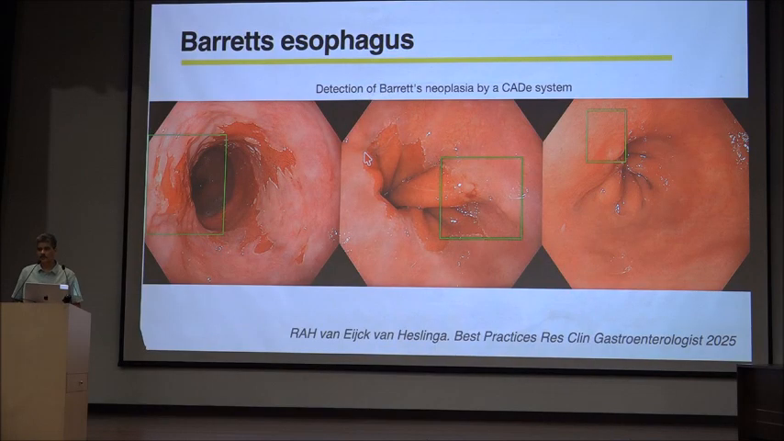Just to show you how difficult it is to pick up a Barrett's esophageal related neoplasia. I don't know if you can appreciate, a bounding box has highlighted a neoplasia here.